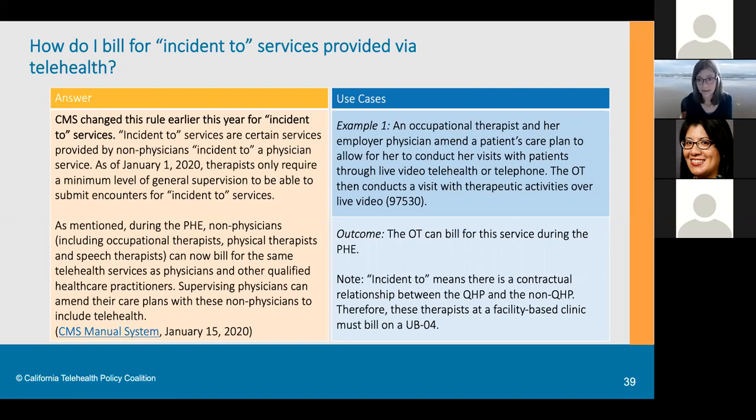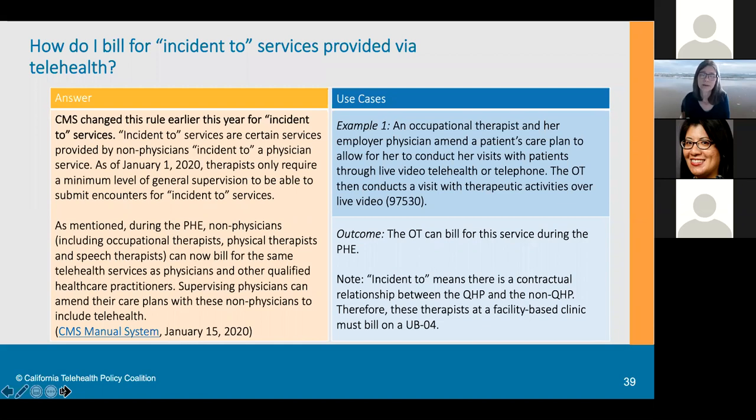As long as you've got a documented care plan, you don't need a physician in the next room saying, if you bend that arm too wide, I don't know what they would say for direct supervision. But generally that means within calling distance or telephone call. So supervising physicians can amend their care plans with these non-physicians to include telehealth. Now, for an occupational therapist who is working for an ambulatory facility setting, that would be billed out on the UB04 with a modifier 95 as we indicated earlier.